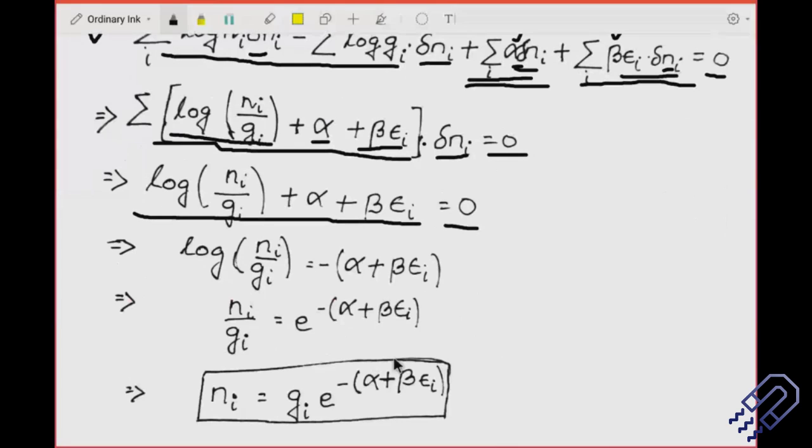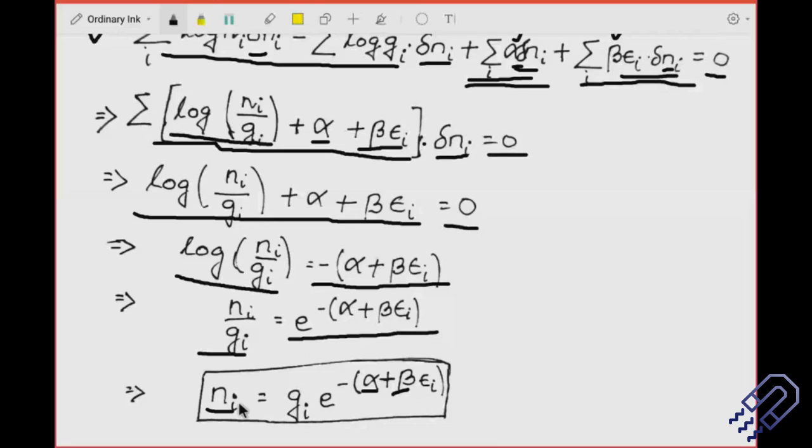So if I write that part as 0, what I have is this. Log of Ni by Gi is equal to minus alpha plus beta epsilon i, or Ni by Gi is e to the power minus alpha plus beta epsilon i. I've just done a bit of maths here, and that's simple. You see how the number of particles are distributed. Depending on the system, you will have certain specific values of alpha and beta, which are the Lagrange's multipliers, and based on that you can predict, or give a statement on how the particles are distributed, how their energies are distributed within the container or within the enclosed system.